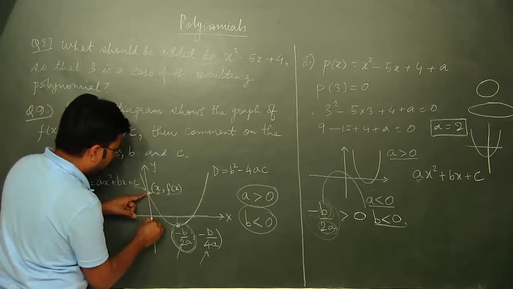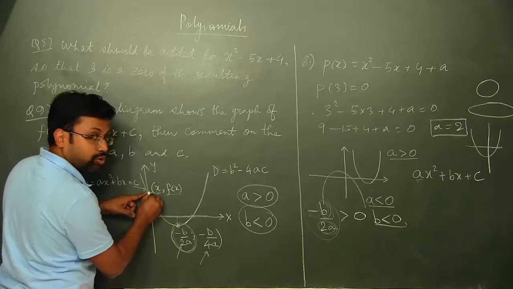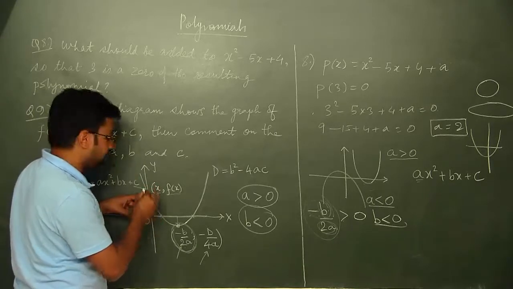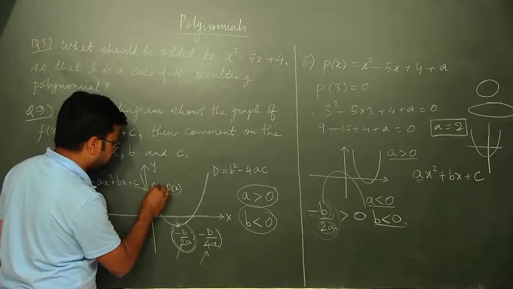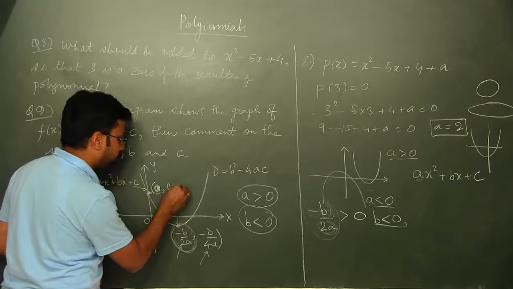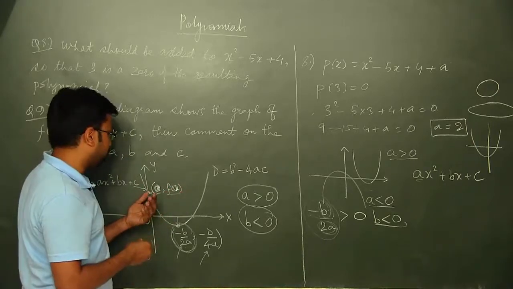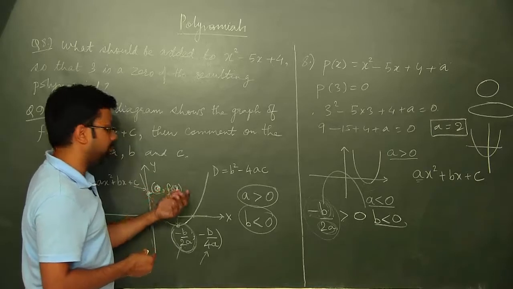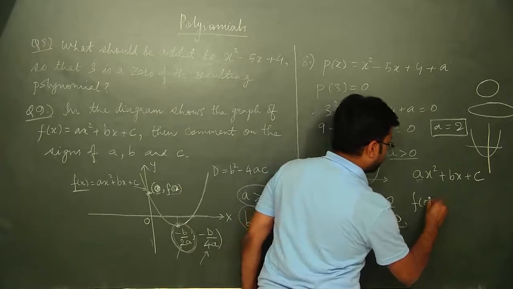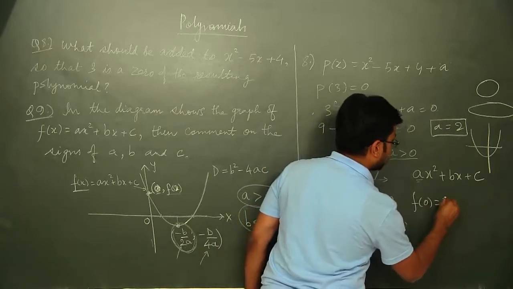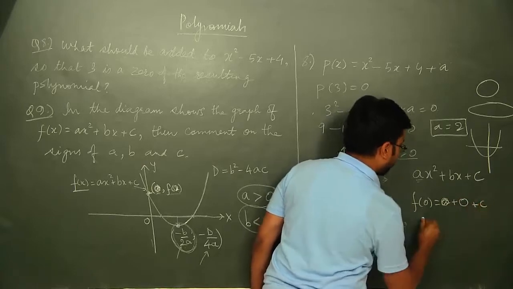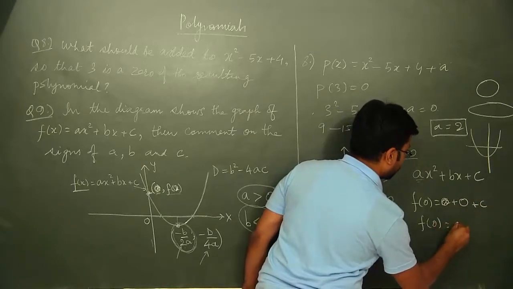the value of x is going to be 0. On the y-axis, the value of x is always 0. So x is 0, right? And what is the value of the y coordinate? It will be f(0) because it was f(x). So at this point x is 0, so f(x) will become f(0). Now what is f(0)? f(0) will be a into 0 squared, which is 0, plus b into 0, 0, plus c. So f(0) is going to be c.